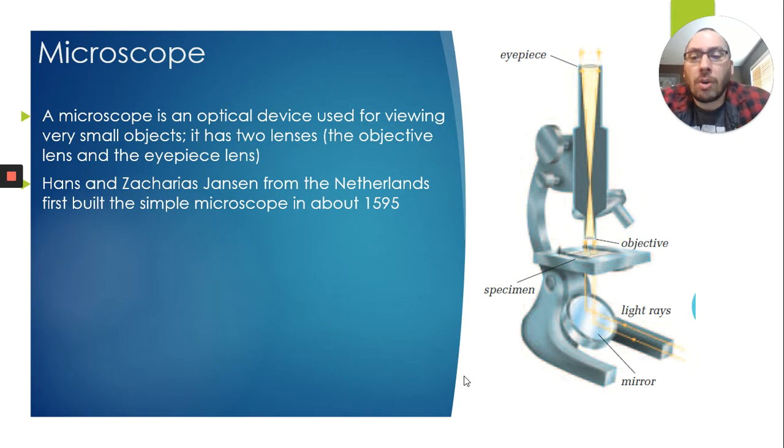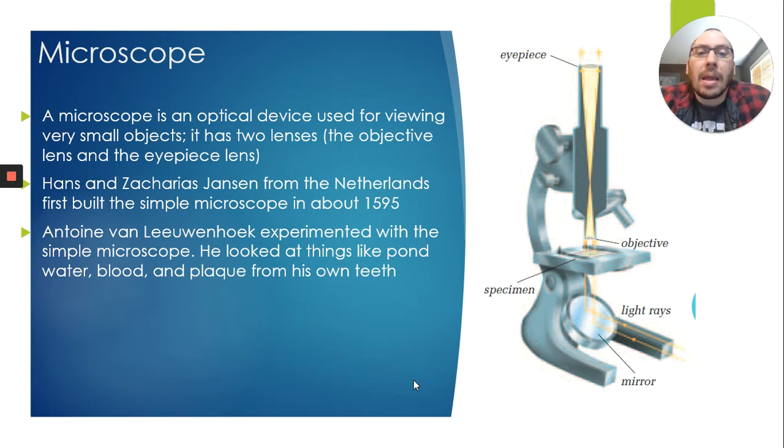We talked about Hans and Zacharias Janssen from the Netherlands. They were the two who made the first microscope way back in 1595. Then the person we talked about in science class, Antoine van Leeuwenhoek. I don't know if that's how you pronounce it, but it sounds fun. He experimented with microscopes, looking at pond water, blood, plaque from his teeth, and all those little things that everyone wants to look at.